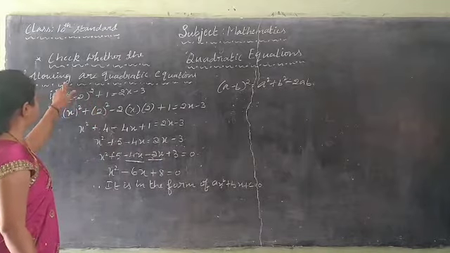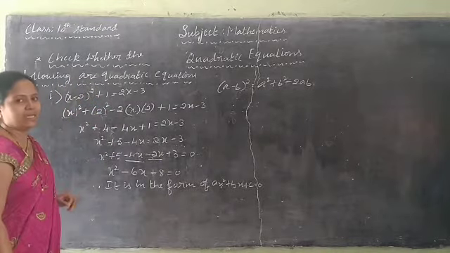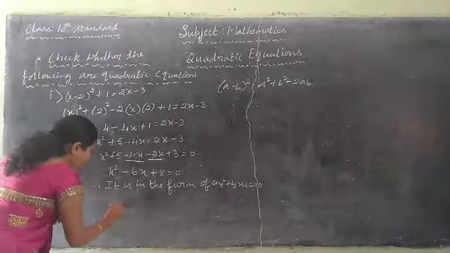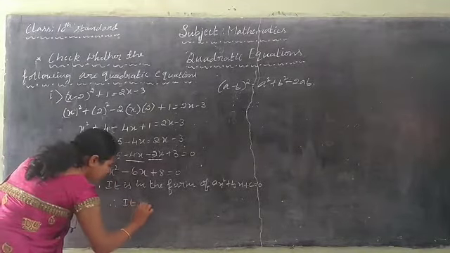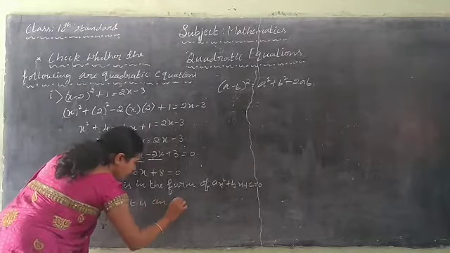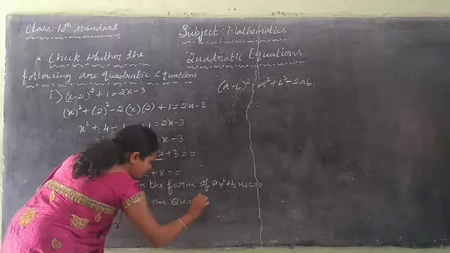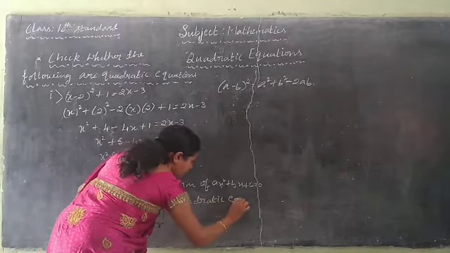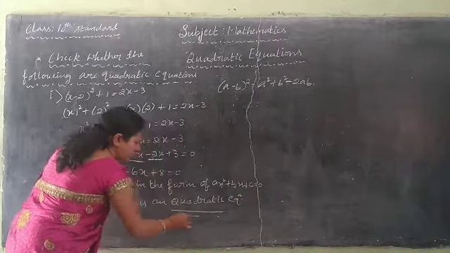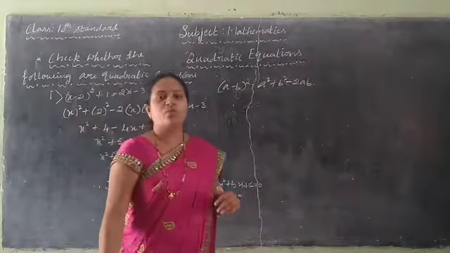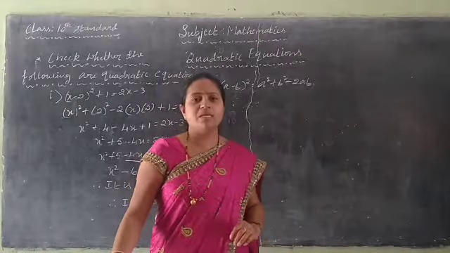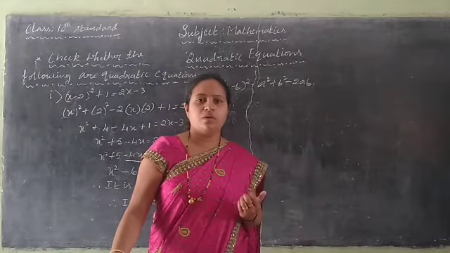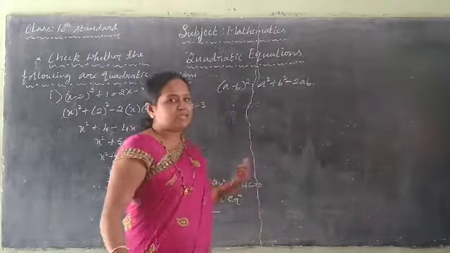See what it has given here. Check whether the following are quadratic equations. So, it is a quadratic equation. Did you understand, children, how to find out whether the given problem is a quadratic equation or not? Understood? Okay. I'll explain it once again.